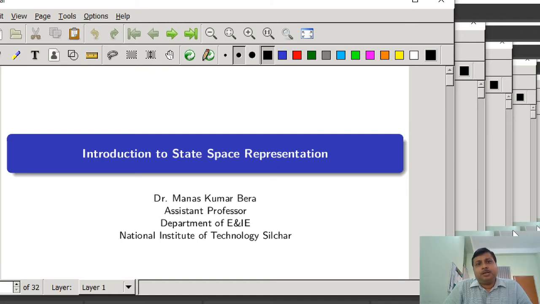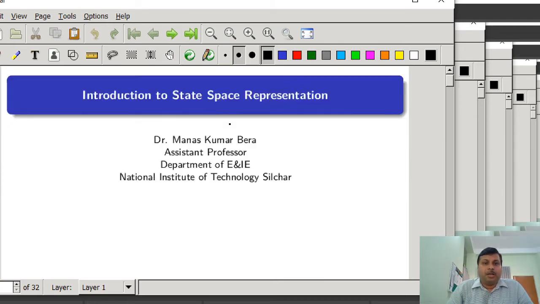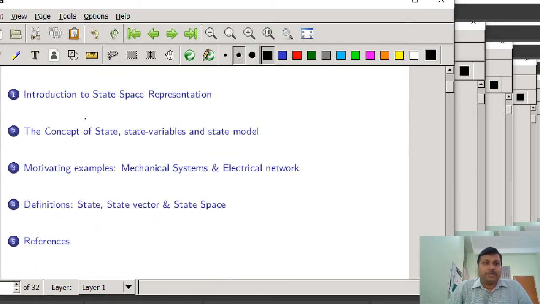So last lecture we discussed the introduction to state space representation. Now we are going to discuss the introduction to state space representation, then introduce the concept of state variable and state model using some motivating examples, and ultimately we will define the state vector and state space.